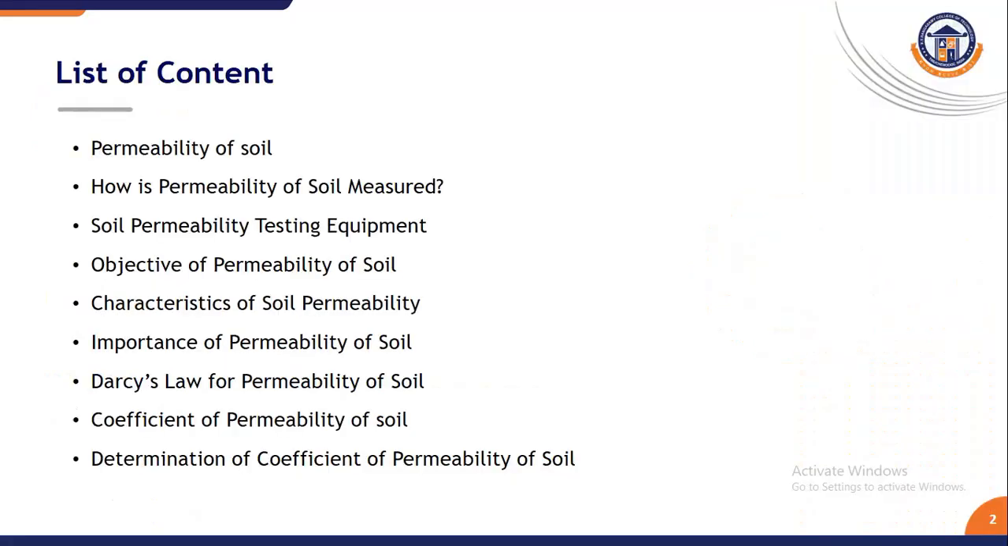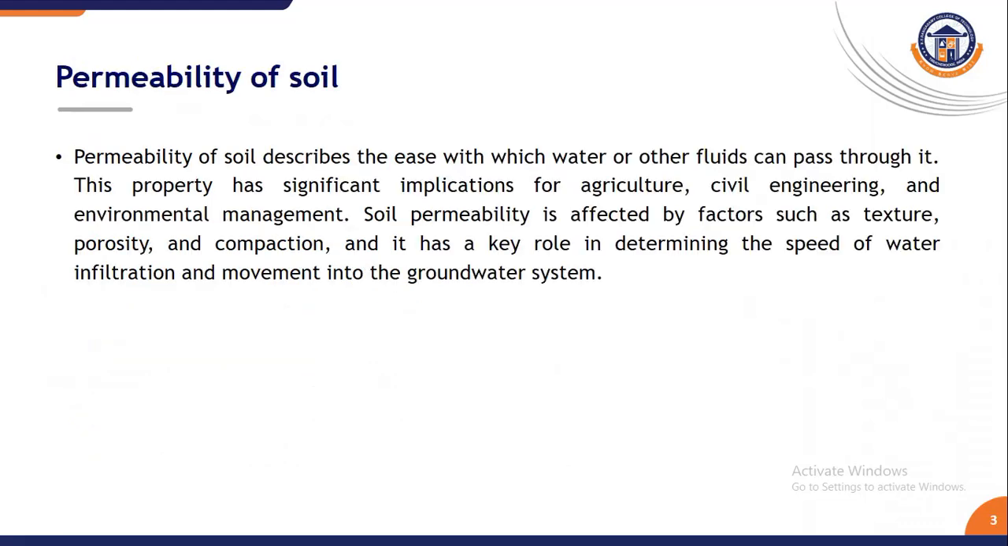Here are the contents we will discuss in the upcoming portion. The first one is permeability of soil, and then how the permeability of soil is measured, and then soil permeability testing equipment, main objectives of permeability of soil, characteristics of soil permeability, and then importance of permeability of soil, followed by Darcy's law of permeability of soil, coefficient of permeability of soil, and finally concluded with determination of coefficient of permeability of soil. Let's start one by one.